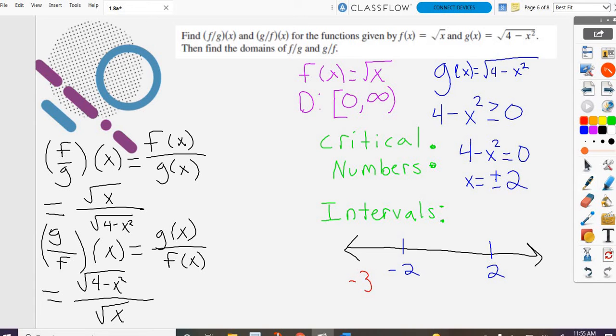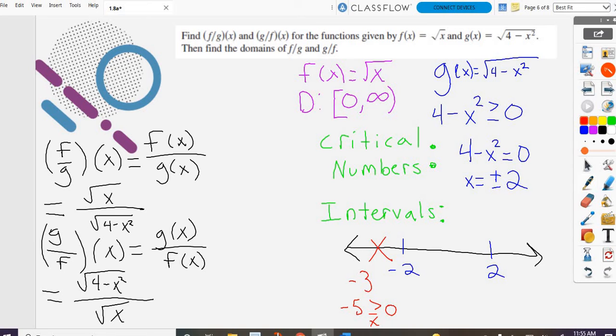So if I plug -3 back into my original inequality, we would have negative 3 squared is 9. 4 minus 9 gives us negative 5. Well, is negative 5 greater than or equal to 0? No. So that part does not work, because we get a false statement here. We okay with that?